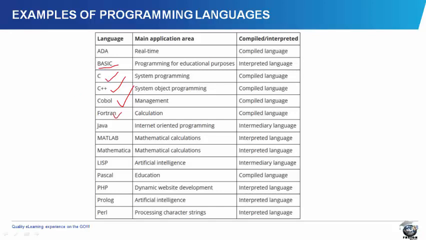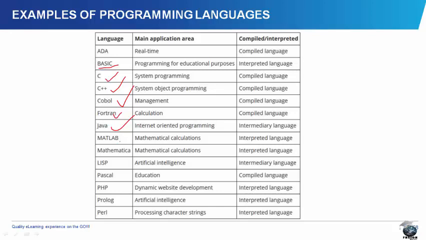We have Fortran, which is a calculation and mathematical programming language, which is mainly meant for calculations and mathematical formulas. It is also a compiled language. We have Java. Java is an internet-oriented programming language. It is an intermediary language.